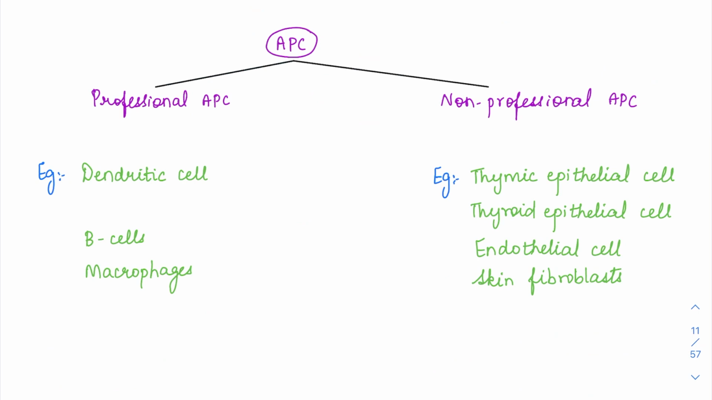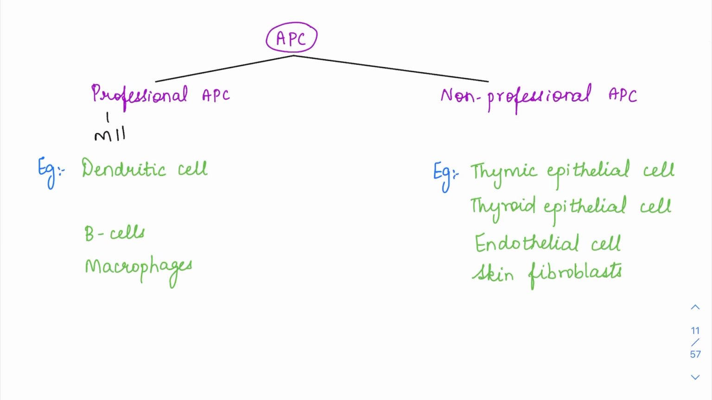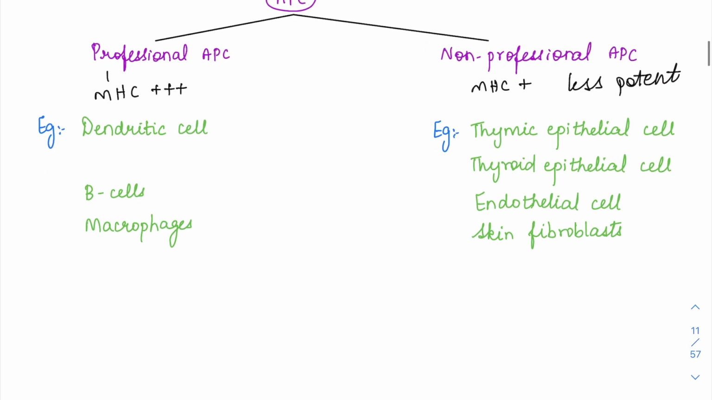So let's see about the various antigen presenting cells now. We have two types of antigen presenting cells: professional antigen presenting cells and non-professional ones. Professional ones are going to have lots of MHC expression, which means they are going to have a lot of affinity as well. So these professional APCs are more potent, while non-professional APCs, even though they have MHC complex expression, are going to be present in lesser amounts. So they are going to be less potent compared to the professional APCs.